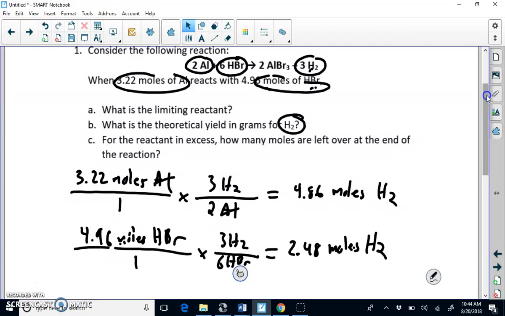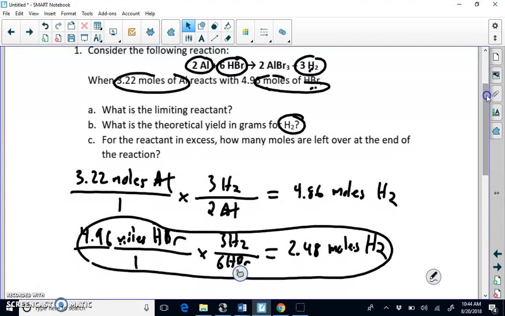Now, this is the whole point. You'll see that this one here made less product. So that means that this is the limiting reactant. It's going to be all used up by the reaction. And then this is the reactant in excess.